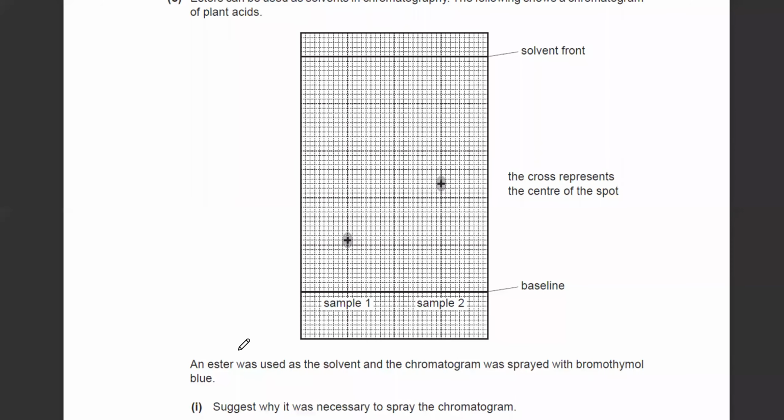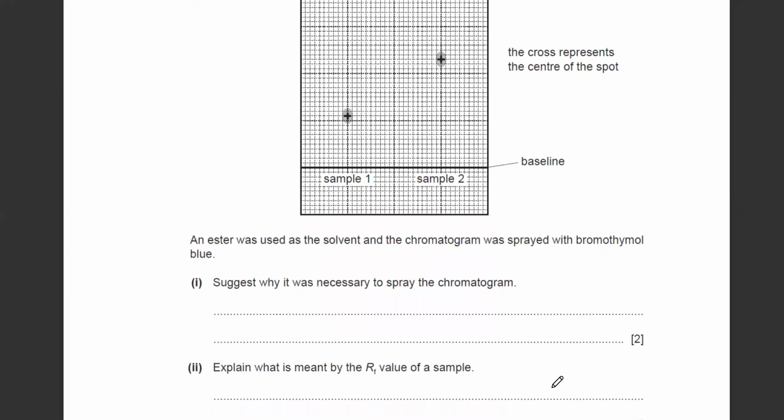So he's saying he's using chromatography, and it was sprayed with bromothymol blue. So it's like a locating agent. Why do you need to spray it with a locating agent? Because you want to make the esters visible. That's why you did it.